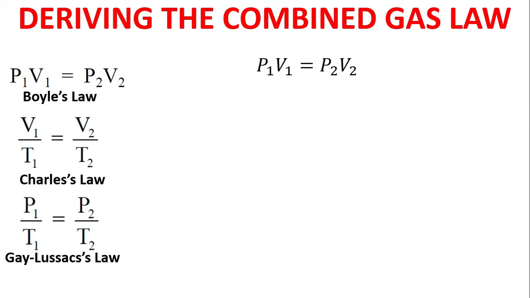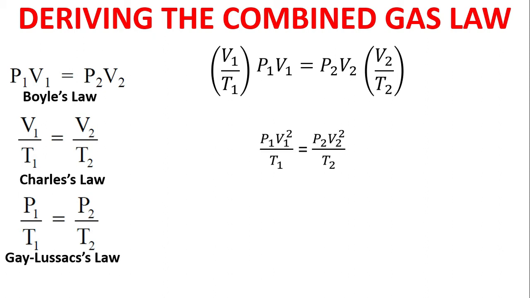So P1V1 equals P2V2. Now, what you want to do is multiply this by Charles' law. The initial volume over initial temperature is multiplied to the initial P1V1 of Boyle's law, same as the final part. So we will have this equation: V1 over T1 times P1V1 is equal to P2V2 times V2 over T2. Now, following basic algebra, this will give us P1V1 squared over T1 is equal to P2V2 squared over T2. So take note that V1 and V2 are squared.